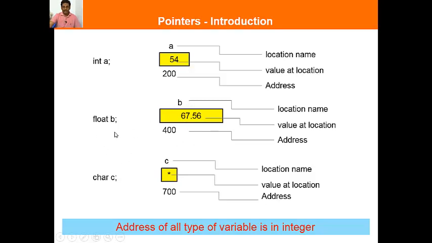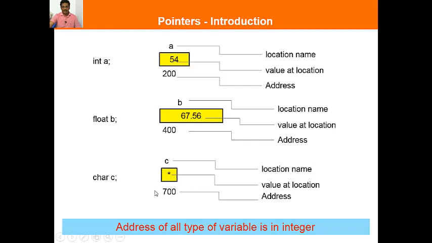If we assign B equal to 67.56, that value is assigned to B. 54 and 67.56 are all stored internally in binary form only. For our example, we take a decimal value, but internally it's stored as binary. So this is a location, this is the value, 400 is the address. This is another type, character C. So C is a location name. It allocates only 1 byte because the size of a character is 1 byte. It also has some address, 700, but it accesses only 1 byte.